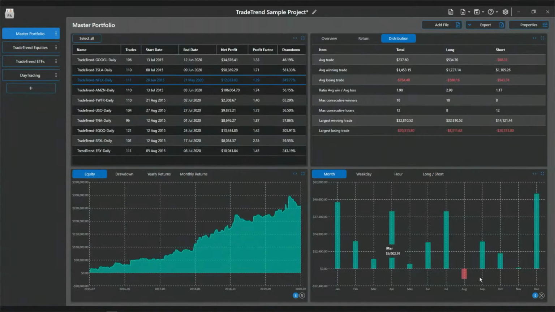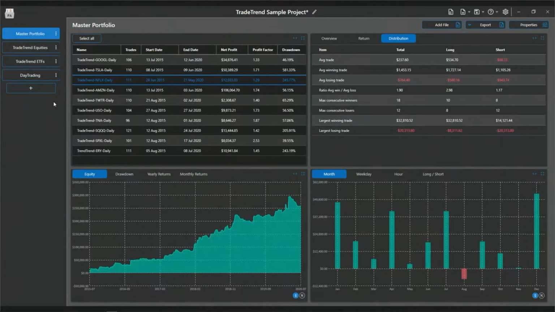And we can see here that in summer, this portfolio does not tend to perform as well, whereas in the beginning of the year, in the winter months, it seems to tend to perform a bit better. All right. So what else do we have?